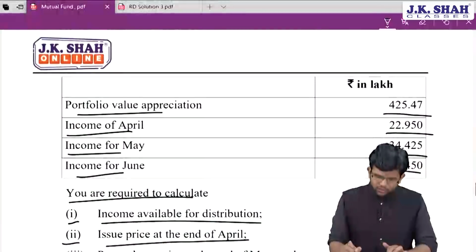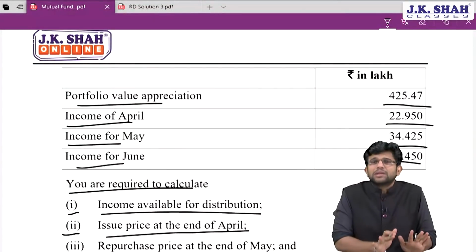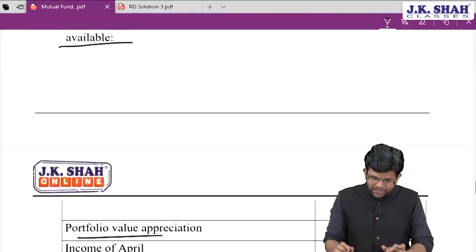Can we start? Students, very simple question, but you need to know how to do it. If it comes in the exam, as it is, it will come in the exam. You should know how to solve it. That is my goal. Yes? So let's start understanding it.